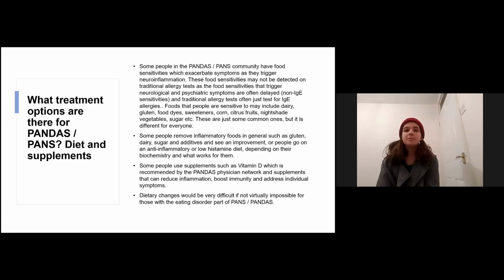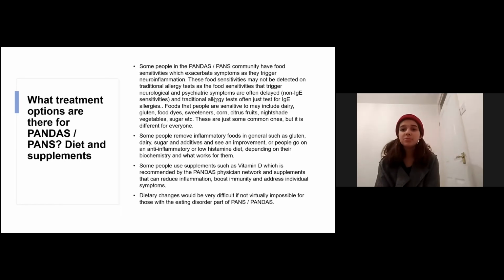Diet and supplements. So some people with PANDAS PANS have food sensitivities which can trigger symptoms, and these sensitivities are usually delayed, so they aren't picked up by traditional allergy tests as they have different antibodies involved. People can be sensitive to lots of different foods, such as dairy, gluten, food dye, sweeteners, corn, citrus fruits, nightshade vegetables, sugar, and more, but it is different for everyone. And some people find it useful to remove inflammatory foods from the diet, such as gluten, dairy, sugar, and additives, because this can help someone see an improvement.